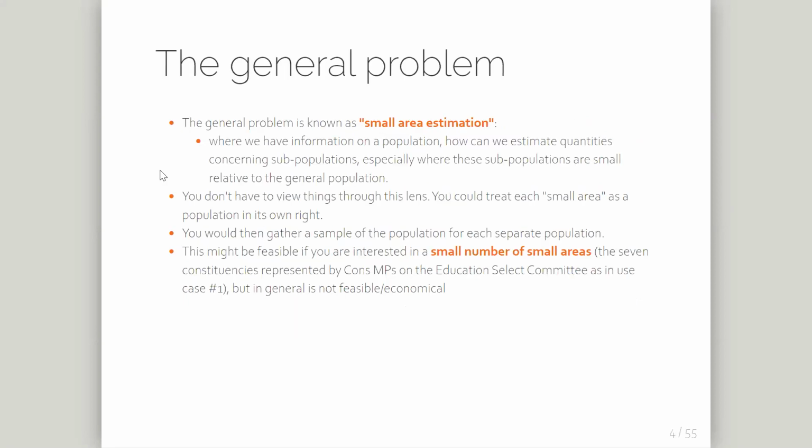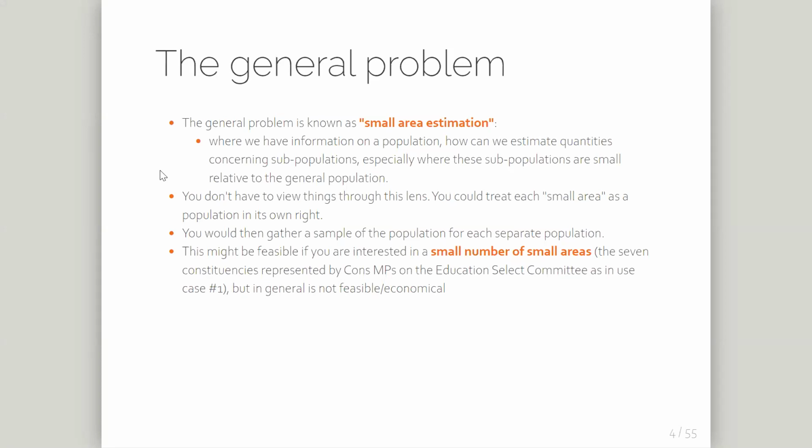And the general problem to which MRP is an answer is sometimes in geography referred to as a problem of small area estimation. We have information on some kind of population, typically, although not always, a nation state. And we want to estimate quantities about subpopulations, typically, although not always, smaller geographic units. Other kinds of subpopulations might be subpopulations by other stratifying variables, breakdowns by class, gender, or ethnicity. So this is the general problem.